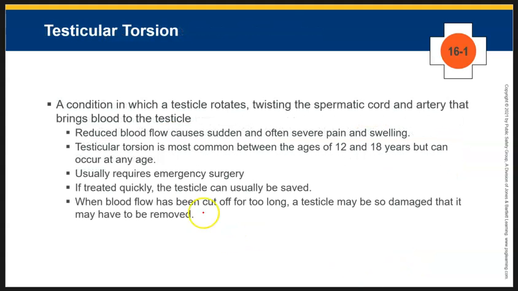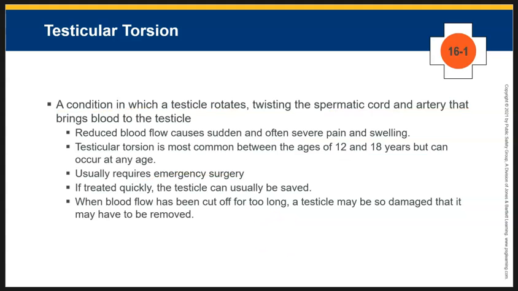One special injury to consider is testicular torsion, which is rotation of the testicle and the consequent twisting and occlusion of the artery that brings blood to the testicle. So that's going to be very painful. It often occurs in adolescent males, and it's going to usually require emergency surgery to reverse that and save the testicle.